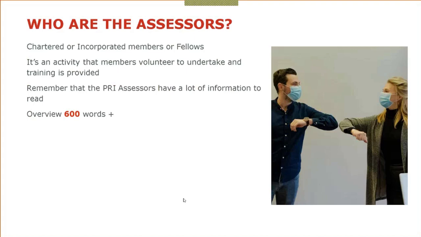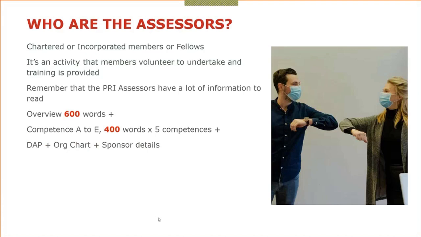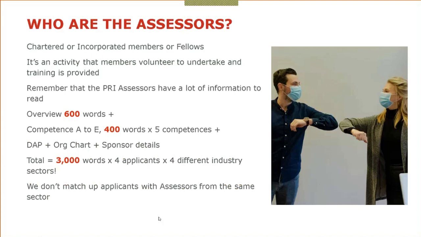So if you think in terms of each application form consists of an overview, which is about 600 words in length, that's part F of the application form. Then you're allowed up to about 400 words for each of the competence requirements. And as you know, there are five competence requirements. You also need to include a development action plan, an organization chart, and your sponsor details in your application form. So in total, you as an applicant will be submitting about 3,000 words. They'll typically interview four applicants during the course of a day, but those four applicants could be from four totally different industry sectors. So make life easy for them. Show them that you have read the guidance notes, that you understand them, and that you've tailored the content of the application form to meet the requirements.